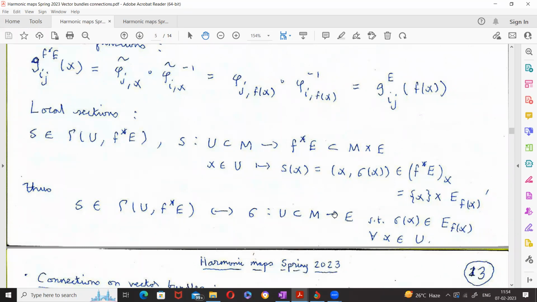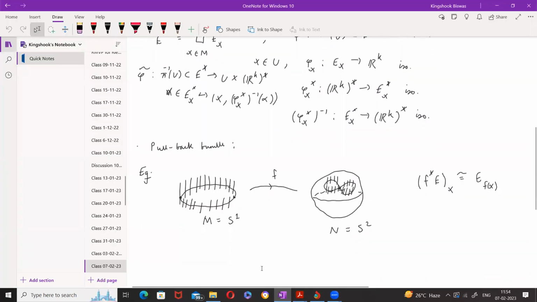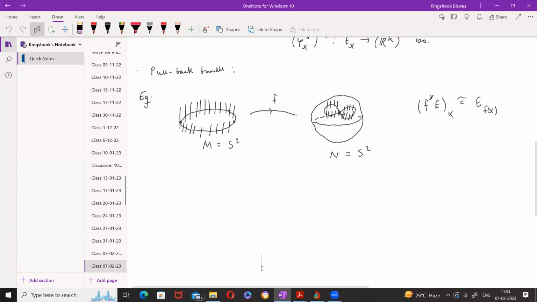So where do we see sections of the pullback bundle? Well, we will see them naturally when we take deformations of maps. Suppose I take, like when we were looking at the prism operator, we were looking at homotopies. So suppose I have H_t. This is a smooth family of maps from M to N, where |t| is less than some epsilon. And let me call H_0 equal to a map F from M to N.